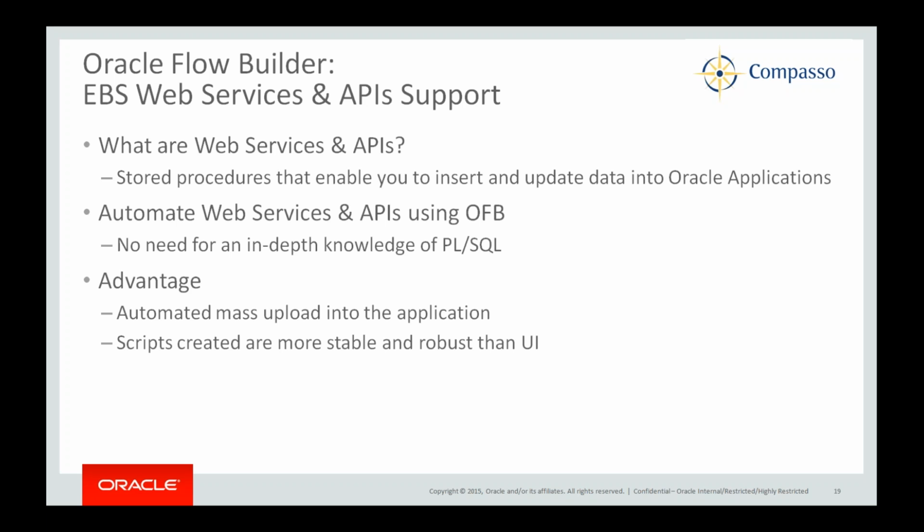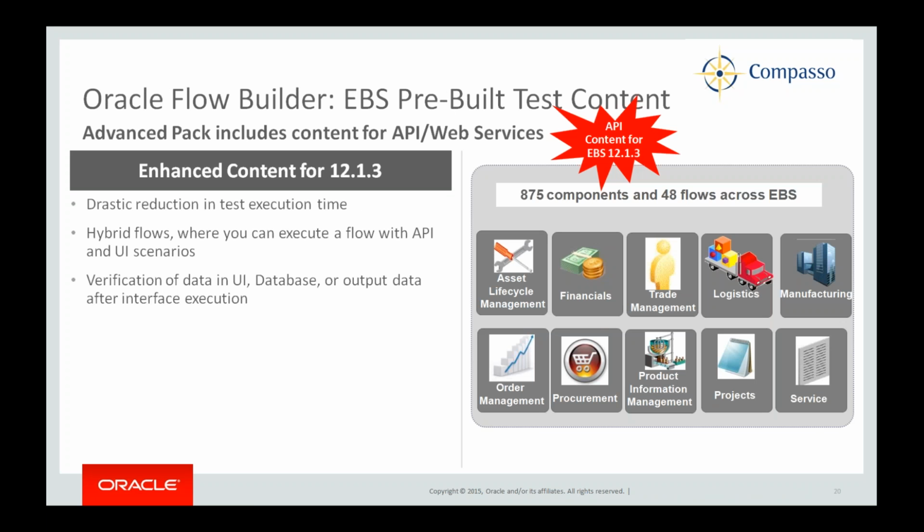Oracle Flow Builder now supports web services and APIs, and this is huge because the advantage here is you automate your mass uploads in an application. What takes hours can take seconds now using Flow Builder. We recently released support for 12.1.3 for these products. We have over 875 components that support APIs and 48 flows. And those are the flows that people usually use.